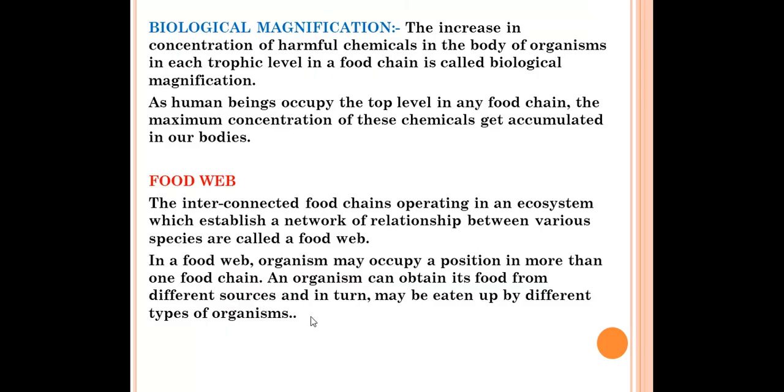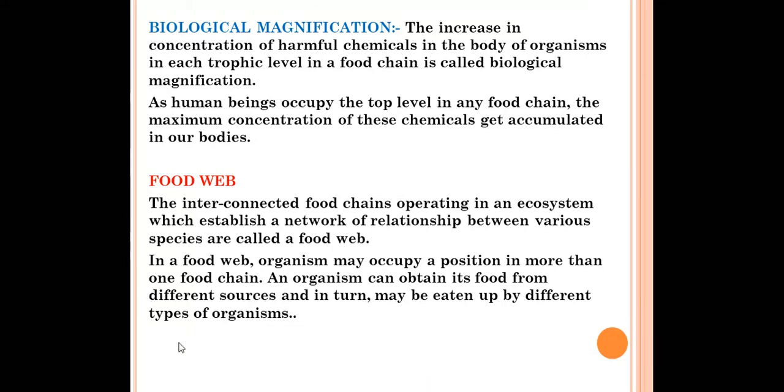Next we have biological magnification. This is a very important topic. Okay, biological magnification. In earlier standards also you have read about biological magnification in the environment chapter. So what is biological magnification? Biological magnification means the accumulation of chemicals like pesticides, DDT, insecticides in the body of a living organism is called biological magnification.